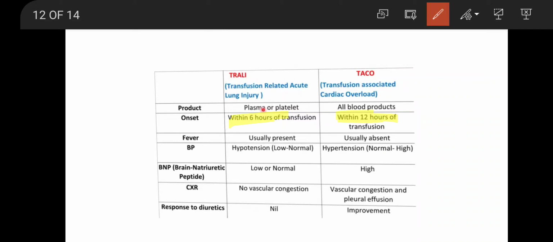Fever is present in TRALI. Fever is absent in TACO. Then BP, BNP, chest X-ray can have changes or not, so this is not that much. You remember only the easy things. And here you have circulatory overload, so diuretics will help improvement in TACO. Crepitations you can get in both, so crepitations are not a characteristic to differentiate.